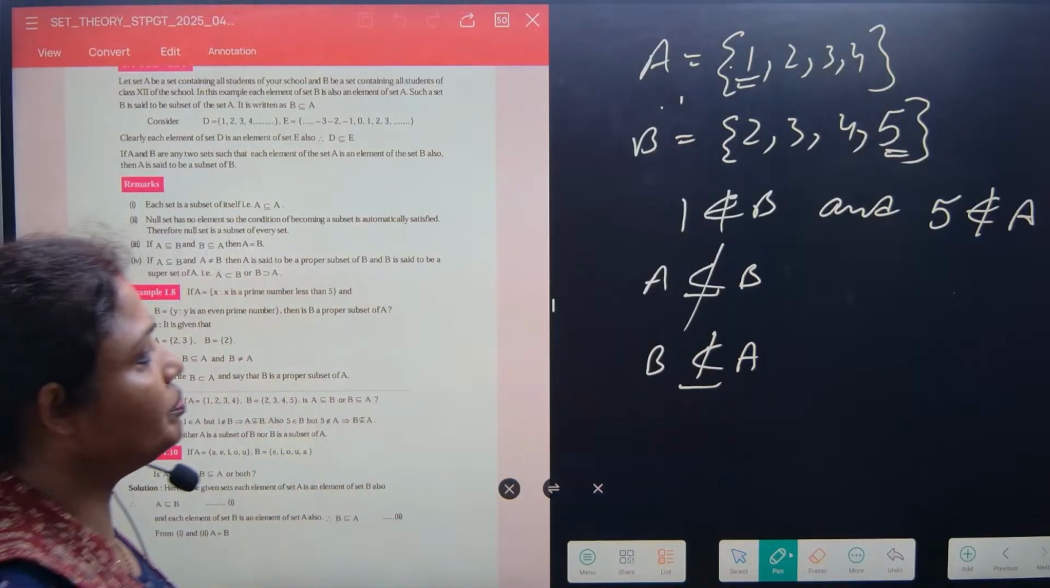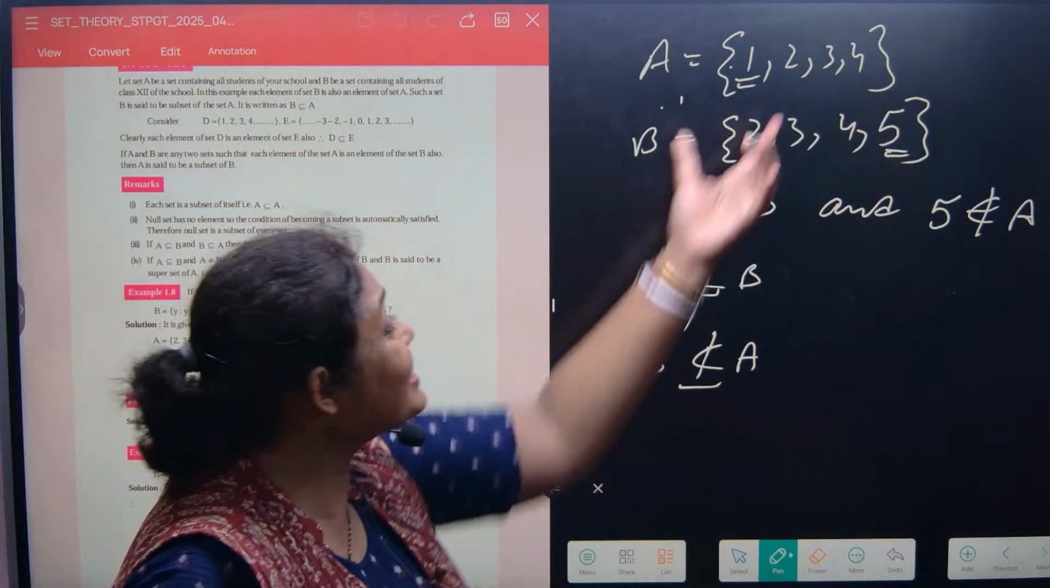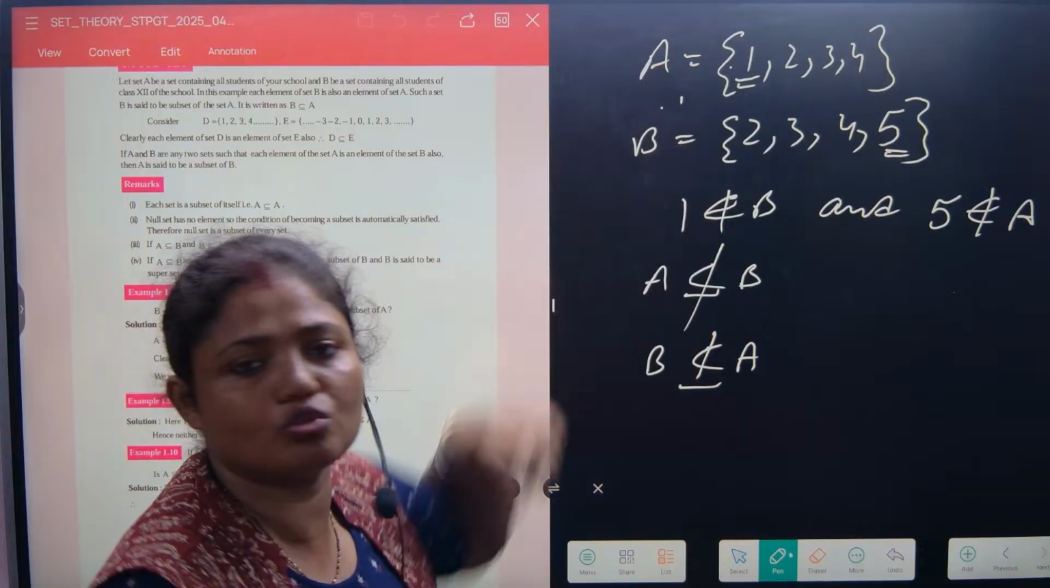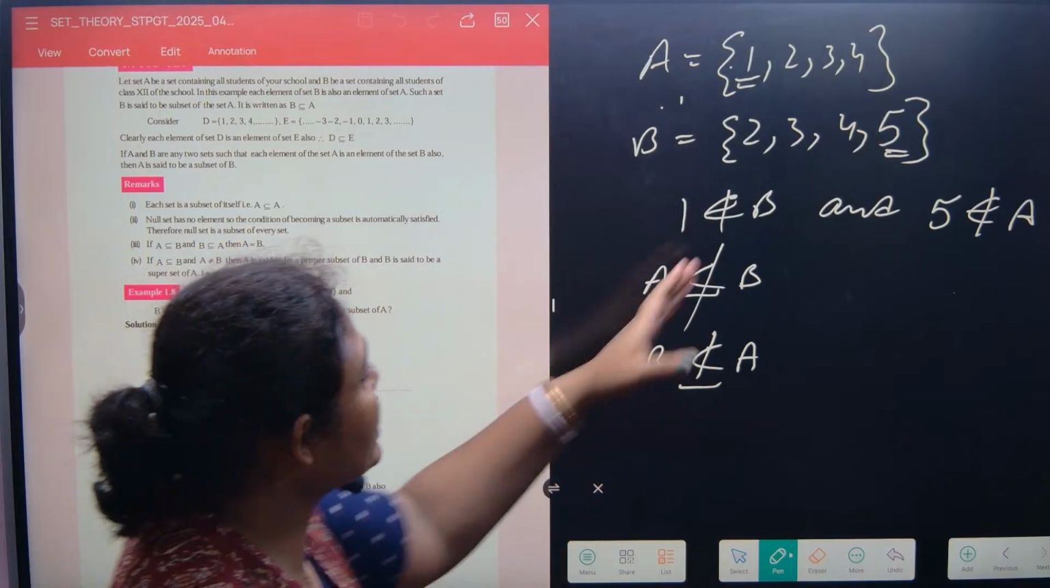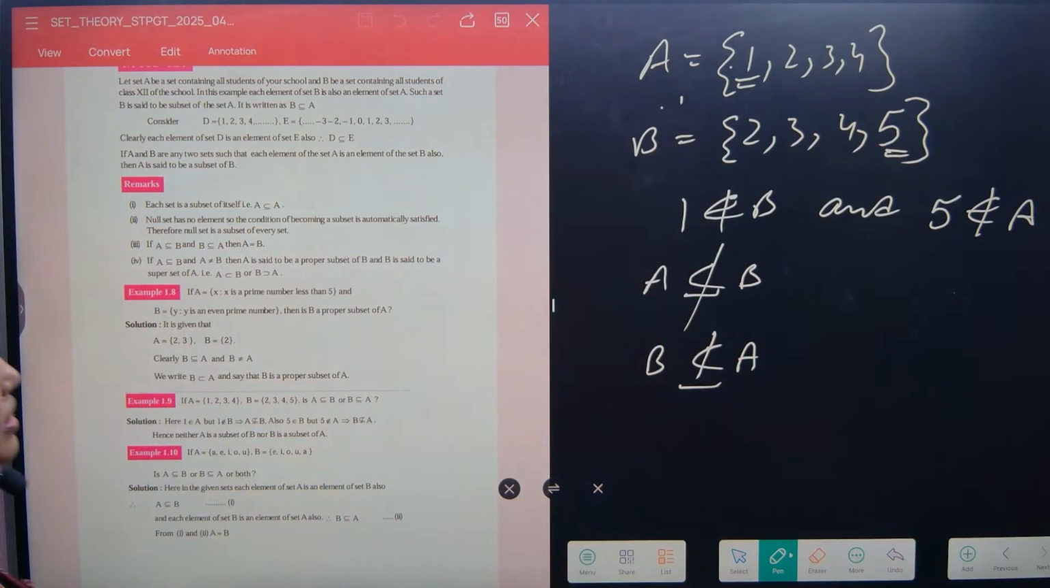Got it? Because each and every element must be included within the set. So it is not included, that's why we can't say it is a subset, right? So they have already written this.